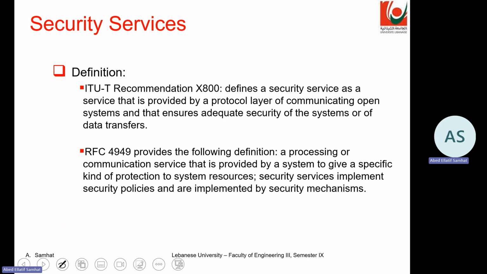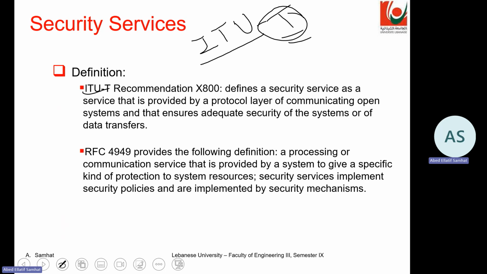As a definition, we can use the ITU definition. ITU is the International Telecommunication Union. There is a section in this union which is telecommunication, where T stands for telecommunication. ITU is responsible for a lot of telecommunication standards, and security is also one of the domains of interest for this organization.